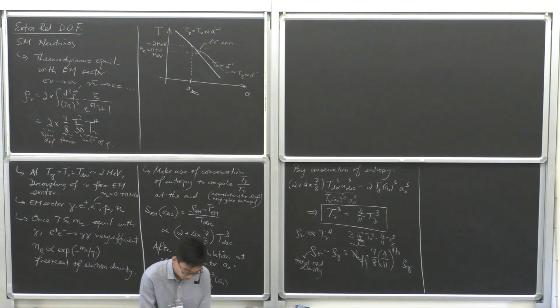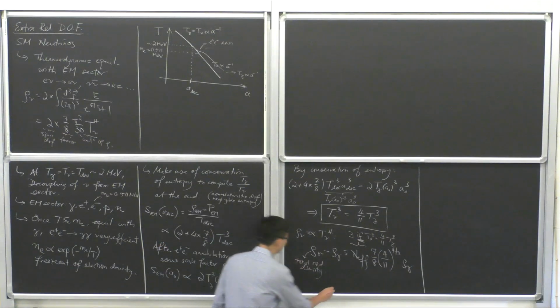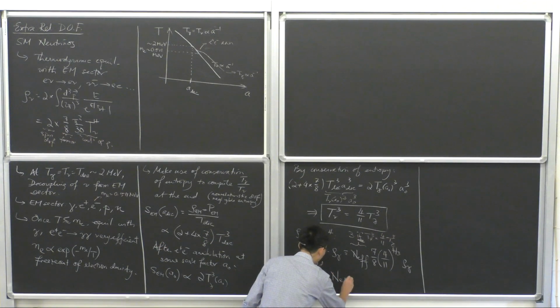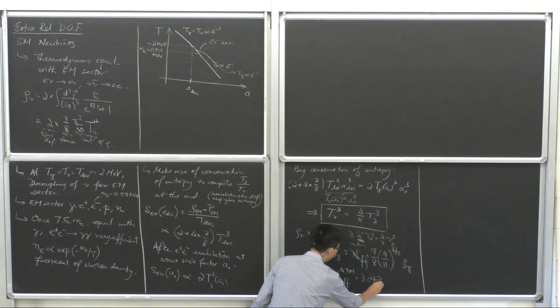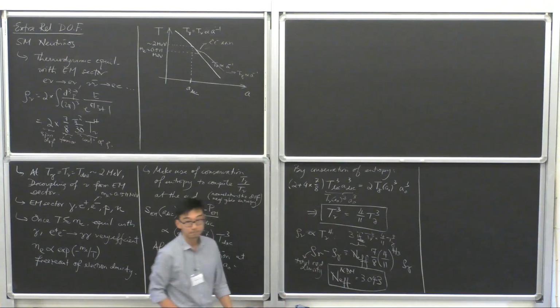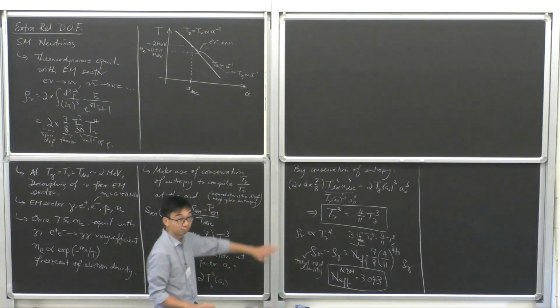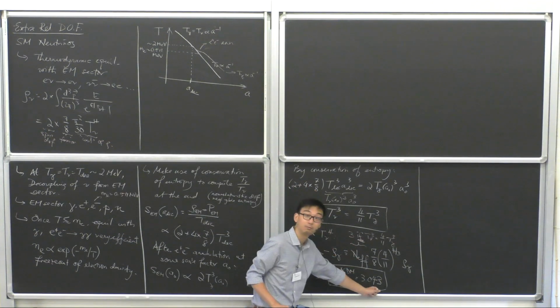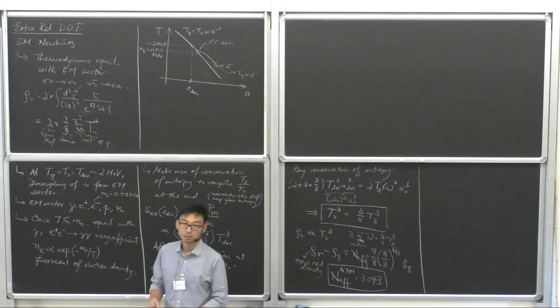And if you do a very careful calculation, you find that N effective in lambda CDM is 3.043. So if you do this carefully, you get a roughly 1% correction.